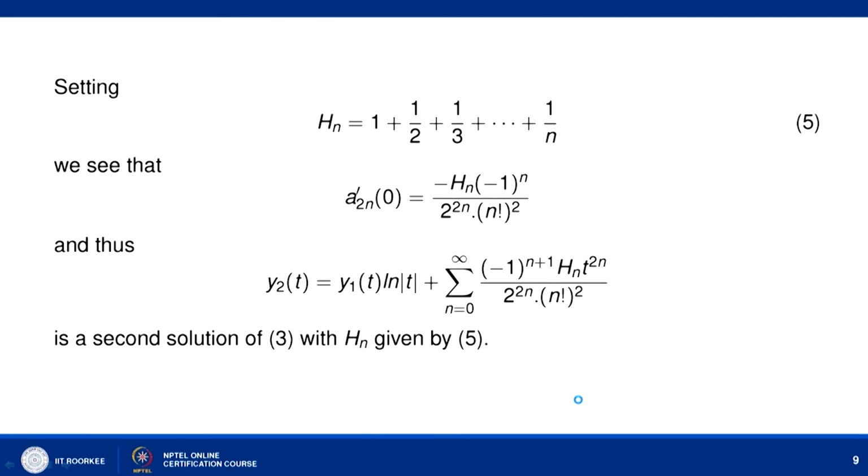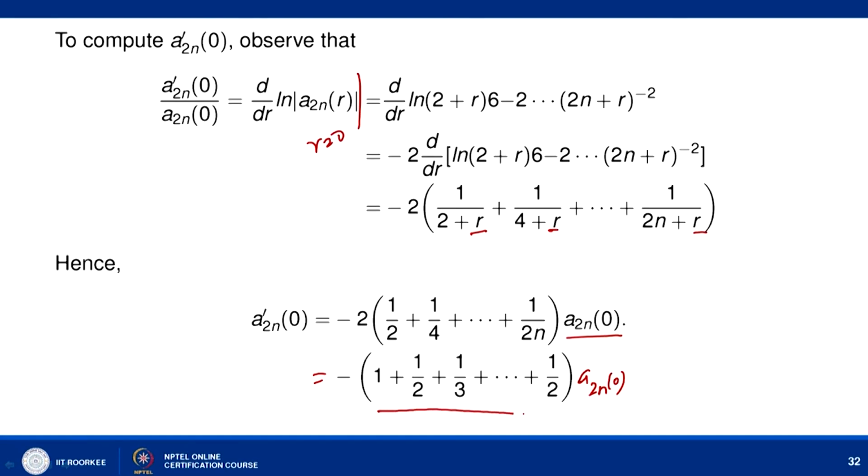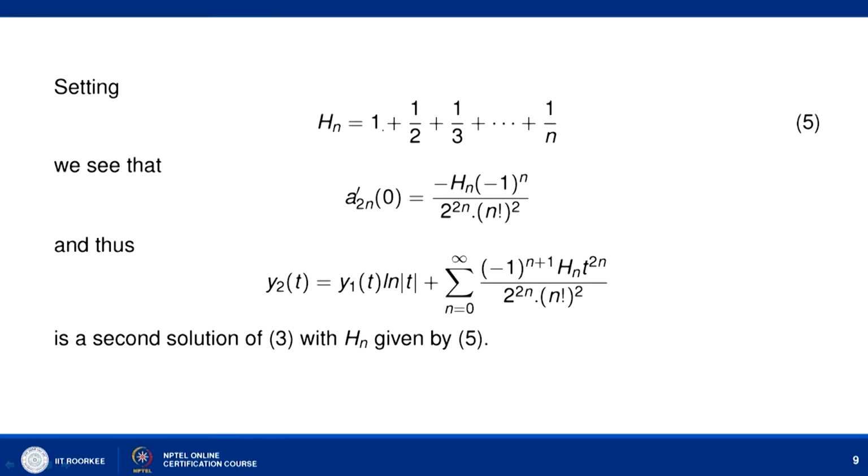So, here if we set the bracket term as Hn, we can write Hn as 1 plus 1 by 2 plus 1 by 3 plus ... plus 1 by n. Then we can write a dash to n 0 is equal to minus Hn into minus 1 to power n divided by 2 to power 2n factorial n whole square. This we are writing as the value of a to n 0, that is minus 1 to power n divided by 2 to power 2n factorial n whole square. So, using the value of a to n 0, we can write a dash to n 0 as this.